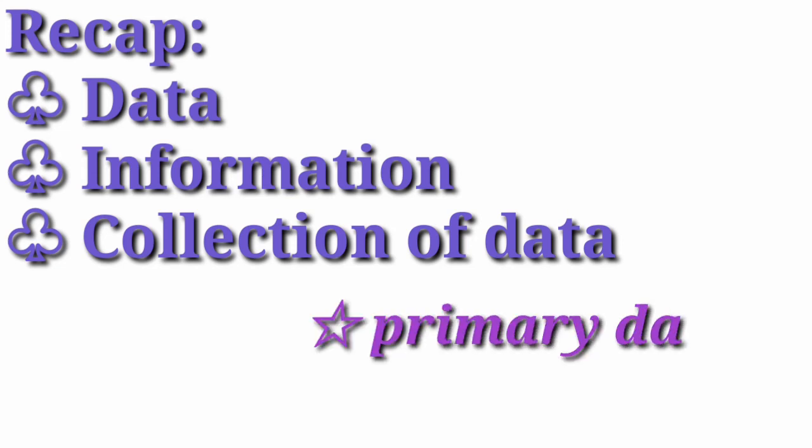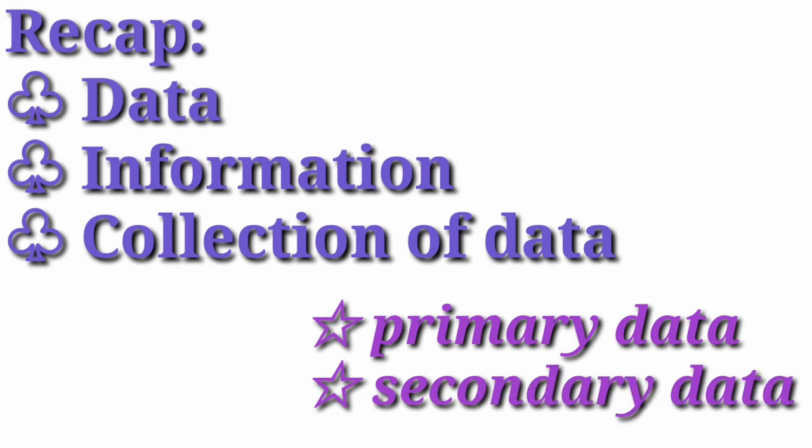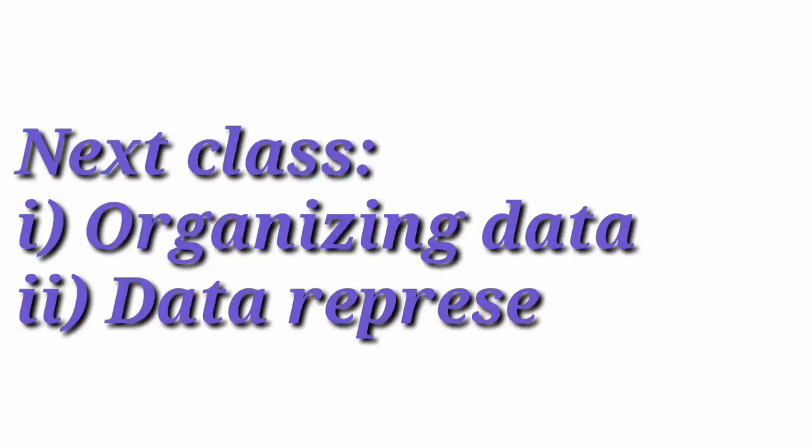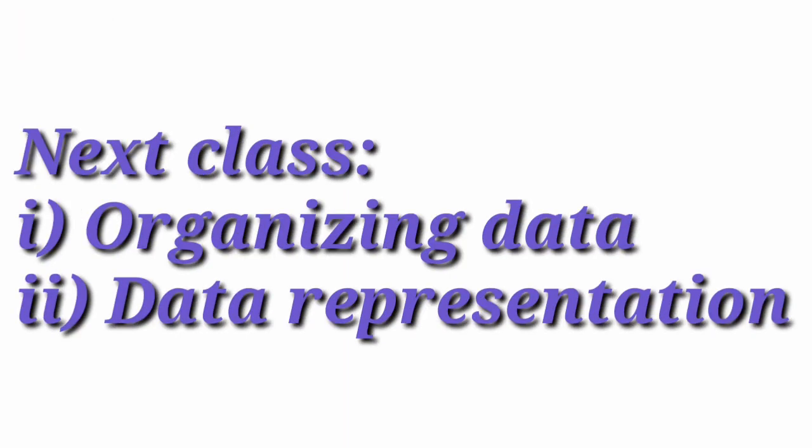Recap. Today we have learned data, information and collection of data. In collection of data, there are two types, that is primary data and secondary data. Primary data is the fresh data, raw data, and secondary data is from the primary data we get information. In our next class, we will be seeing about organizing data and data representation, inshallah.